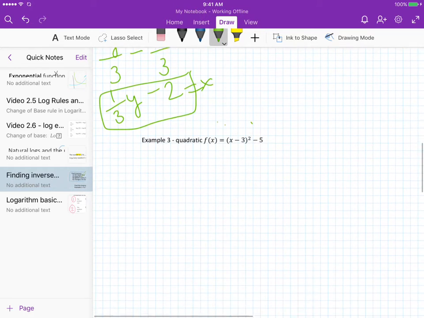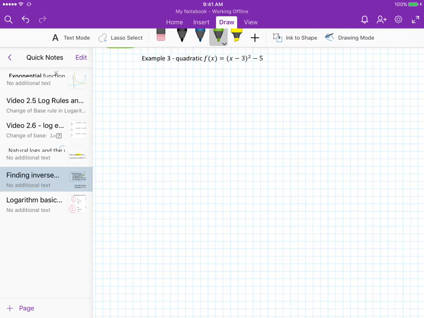Okay. Now, those are 2 linear examples. I want to make sure that we could do this with a quadratic or a rational or a square root function as well. So let's try this next example. This is a quadratic. Let's find the inverse of f of x equals x minus 3 squared minus 5. Well, first things first, let's set it equal to y. And I just need to now solve for x.